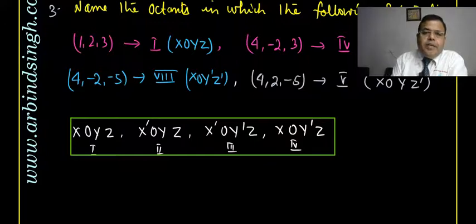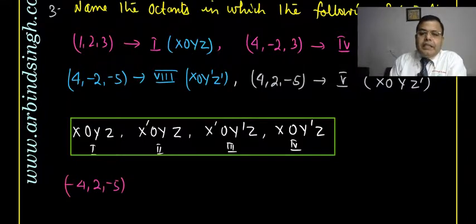Now the next point is minus 4, 2 and minus 5, that is, x is negative, x dash, y is positive and z dash, that is opposite to this. So that will be the 6th. So this must lie in the 6th quadrant. This is x dash, o, y and z dash.